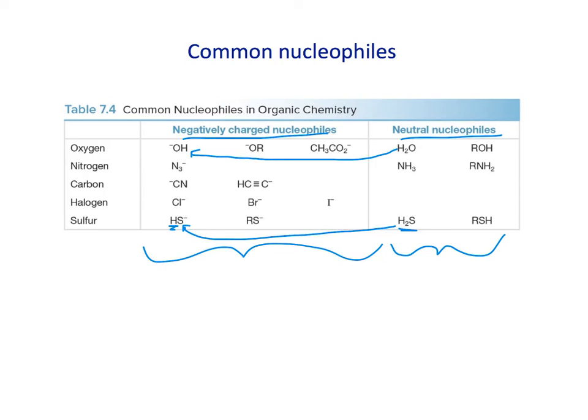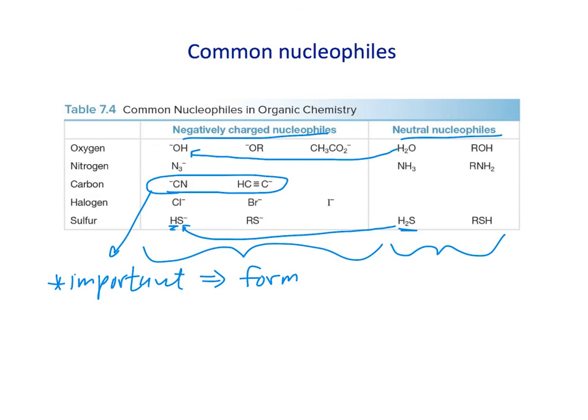Two important nucleophiles on this table are these two carbon nucleophiles right here. And they are important because we can use them to form carbon-carbon bonds. Much of organic chemistry has to do with organic synthesis. And in order to build an organic molecule from a small molecule up to a big molecule, you need to be able to make carbon-carbon bonds.